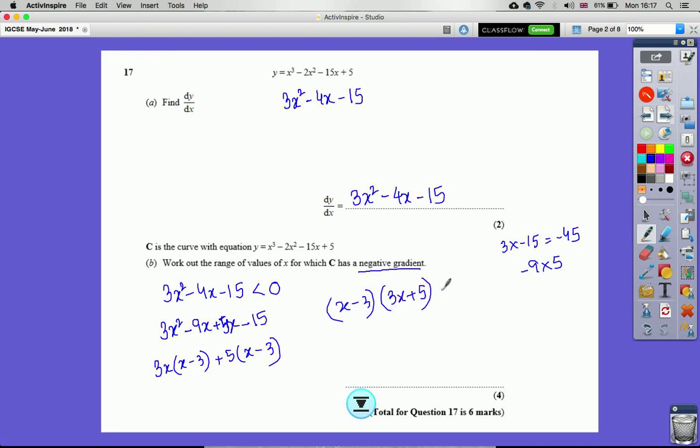Now, if that is equal to 0, then the values of x will be x equals 3, or x will be equal to, okay, 3x will be minus 5, x will be negative 5 over 3. But this is not equal to 0, this is less than 0. So the values of x will be within a certain range. And that range is going to be x has to be less than 3, x has to be greater than negative 5 over 3. Okay? So that is a 6-mark question solved for you.